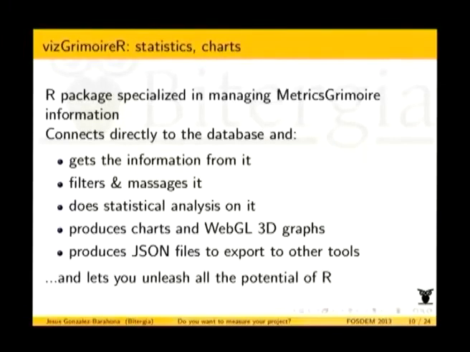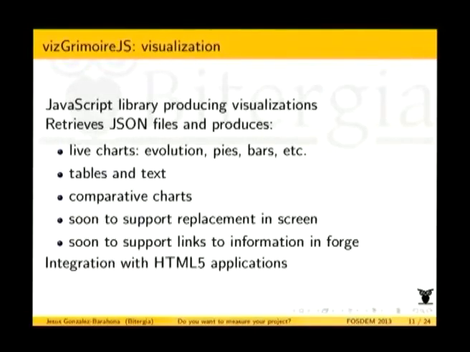The idea is that those scripts, or the R code, connect directly to the database, convert information into R objects, and then filter, massage them, and so on. The output is usually some kind of statistical analysis, or some charts, or some WebGL 3D graphs, or in some cases, JSON files. JSON files are used for visualization with JavaScript later. So in many cases, the complete tool chain is: get the information from the repositories with Metrics Grimoire, analyze it with BIS Grimoire R, produce JSON files, and visualize the JSON files with BIS Grimoire JavaScript, which is the next and last package I'm going to introduce to you.